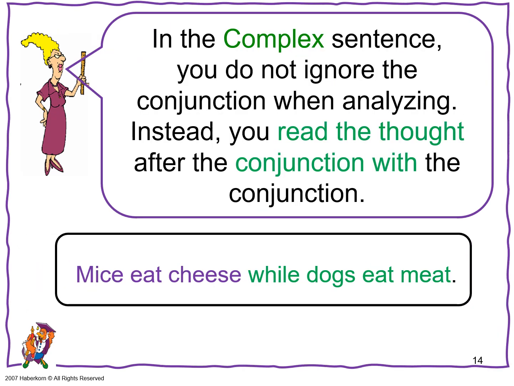When you analyze the compound sentence, you ignore the coordinating conjunction. When you're analyzing a complex sentence, you don't ignore the conjunction when you're reading it to see if it makes sense by itself. Instead, you read the thought after the conjunction with the conjunction. So you would read, mice eat cheese. Okay, makes sense by itself. But while dogs eat meat, with the word while attached to it, it doesn't make sense by itself. While dogs eat meat doesn't make sense. So that would make it dependent.